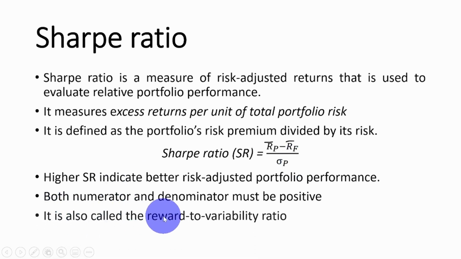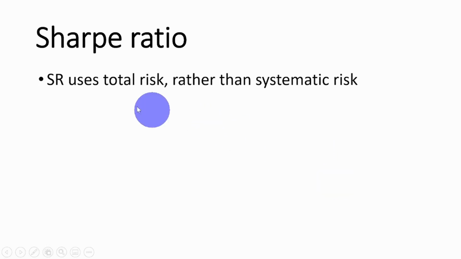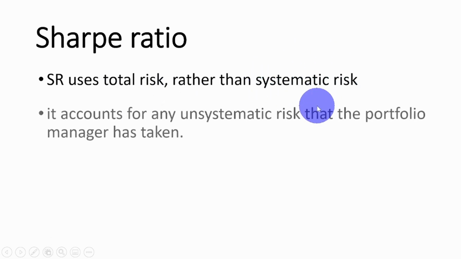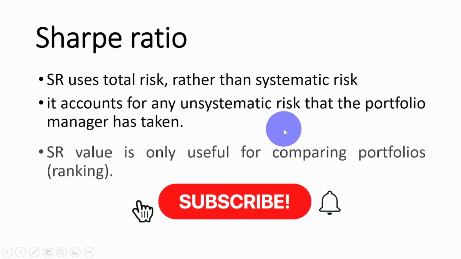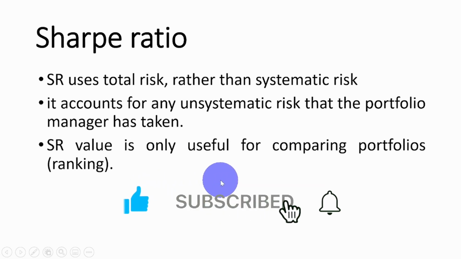It is also called reward to variability ratio. As you can see from the formula, the Sharpe ratio uses the total risk, that is the standard deviation of the portfolio, rather than the beta, which is a measure of the systematic risk. It accounts for any unsystematic risk that the portfolio manager has taken, since it uses the total risk. That means it accounts for both systematic and unsystematic risk.